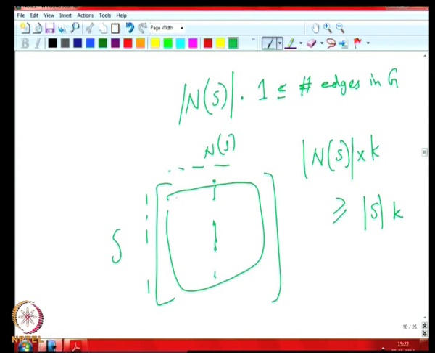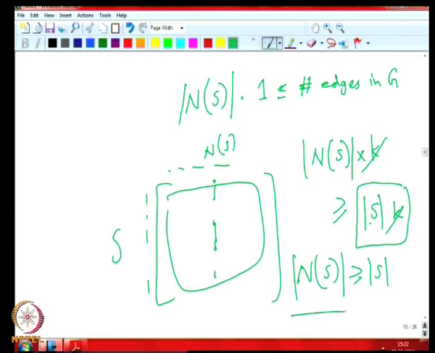Therefore, the number of 1s here cannot be more than N of S into K, but we know the number of 1s in this matrix is actually S into K. So, we get N of S into K is greater than or equal to S into K. We can cancel it off and we get N of S is greater than or equal to S, as we want. This is the Hall's condition. Since we are talking about any subset S, when S is phi, it is trivial. Otherwise this argument works. So, this proves Hall's condition; not trivially true, we needed to put in some little effort to show that.